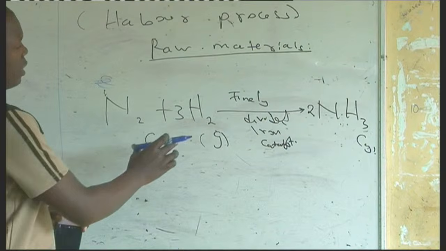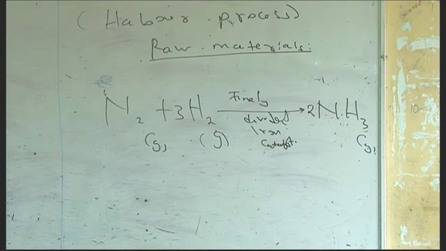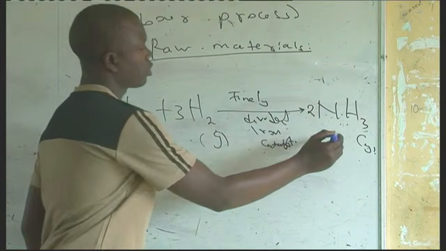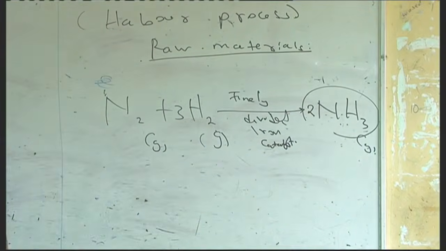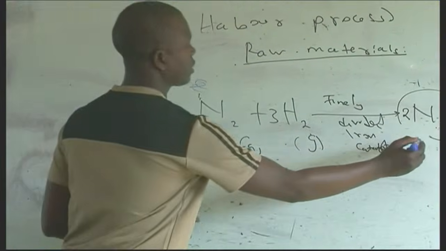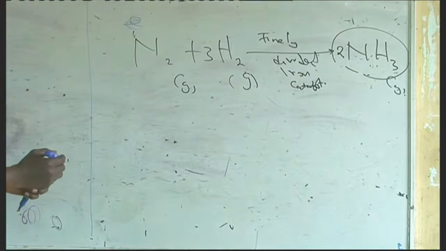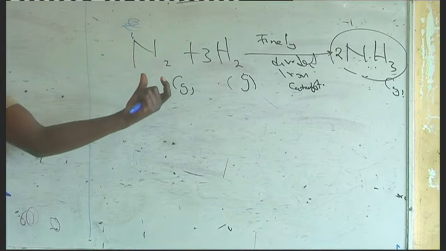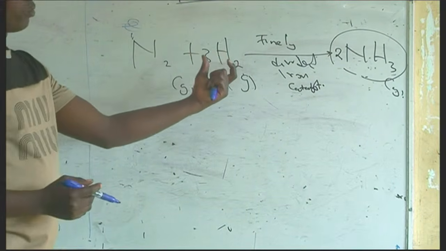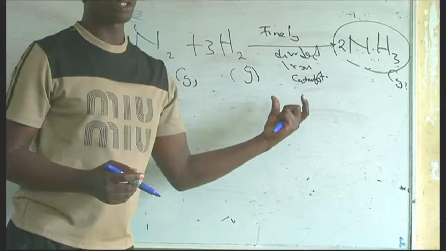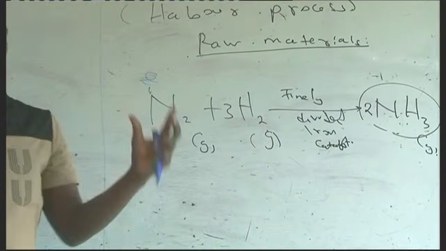I want to display for you some few questions after this so that we discuss. But before that, the ammonia gas formed has got very many uses after it's been passed through the condenser where dilution takes place. Once it has been diluted to form ammonia solution, it has got wide uses.